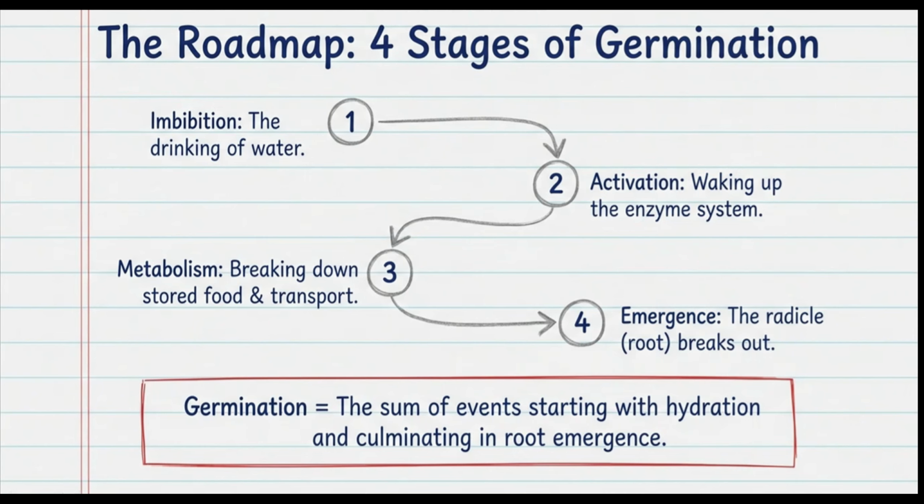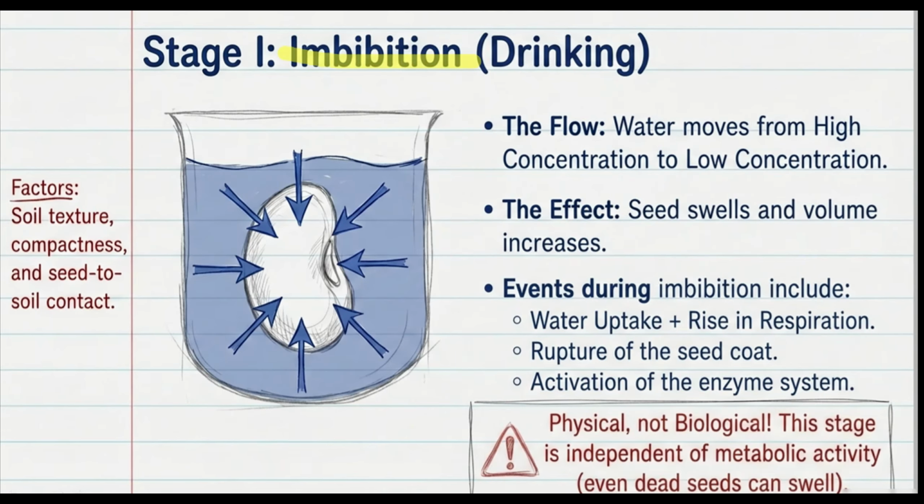Now let us define germination precisely. Germination is the sum of all physiological and biochemical processes that begin with water uptake by the seed and culminate in the emergence of the radicle through the seed coat. The appearance of the radicle is considered the completion of germination. The first stage of germination is imbibition. Imbibition refers to the absorption of water by the dry seed.